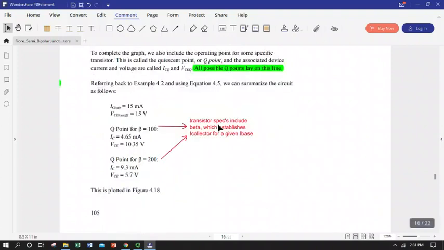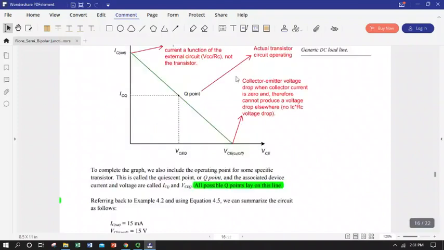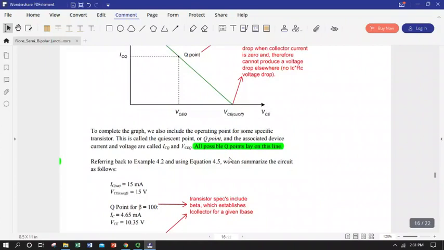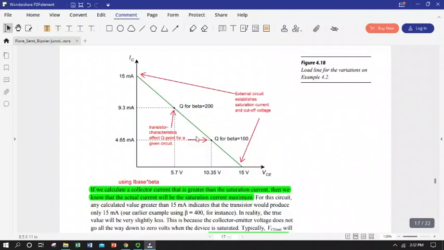Okay, all possible operating points lie on this line for that circuit. If you change a resistor or you change a supply voltage, you're going to change this line. You'll have a new line that you can follow. Okay, here's the way a couple of different betas would plot. If we change the transistor or we change its temperature, we would have a different beta.